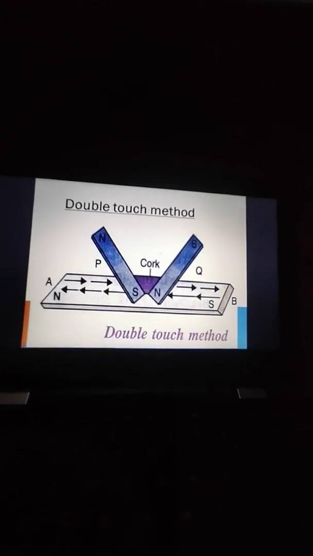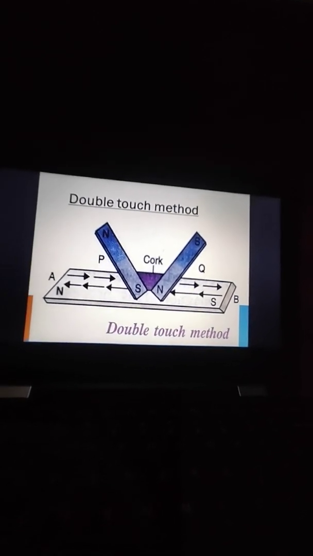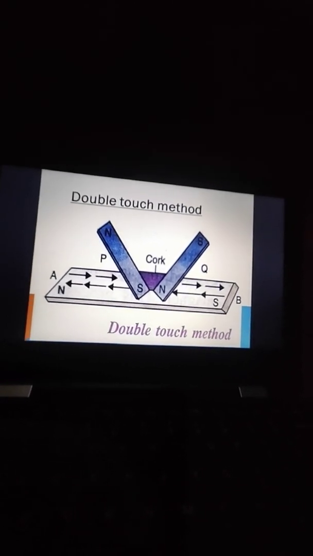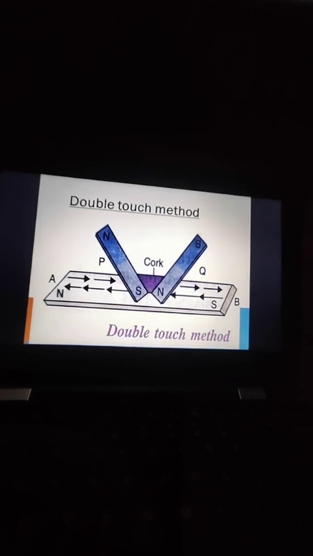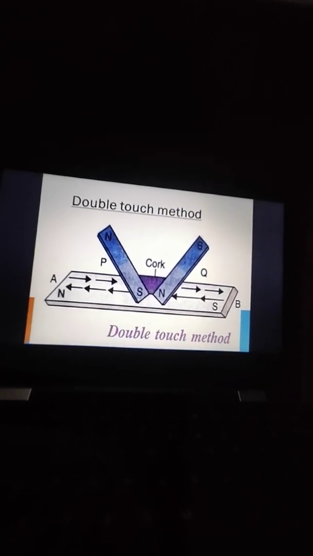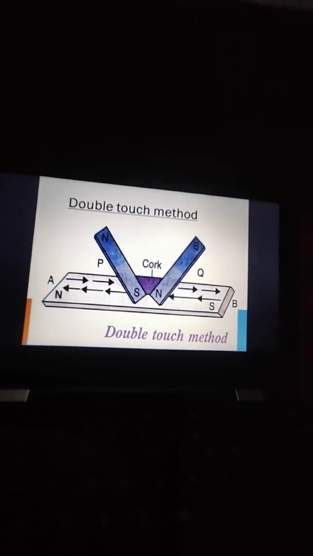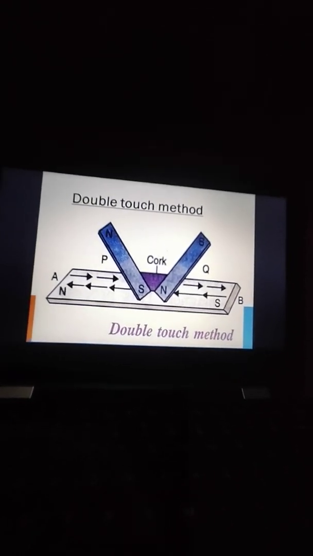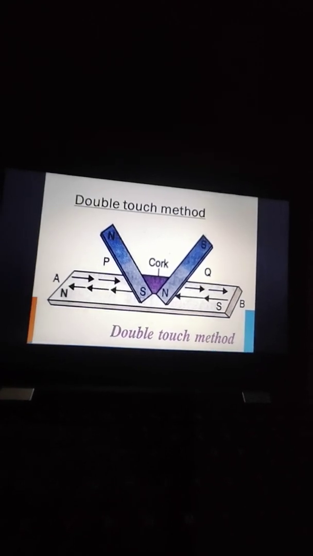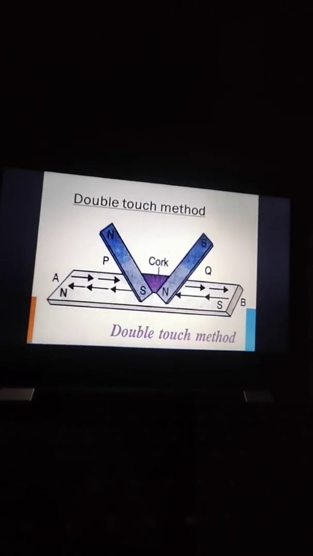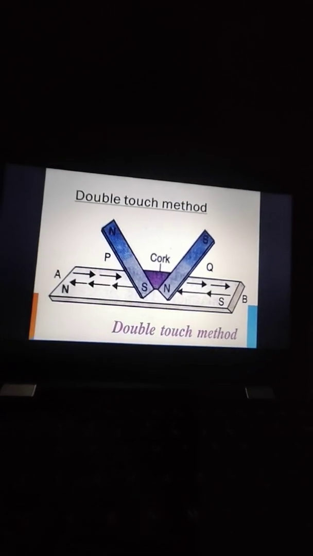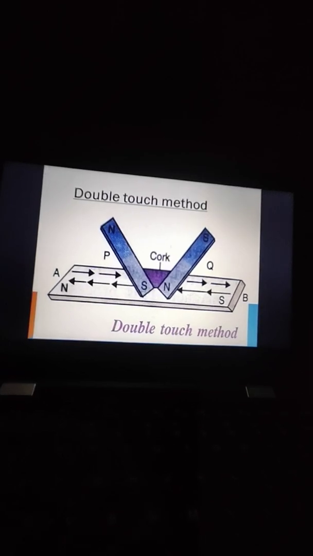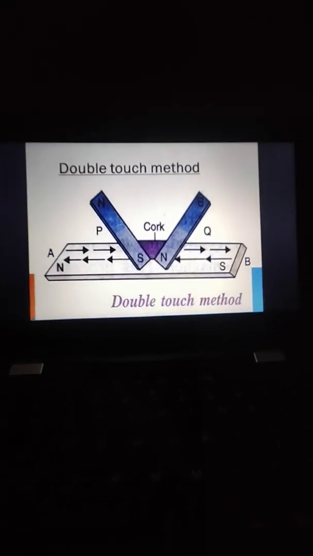Then we have to move the magnets together with the cork on the bar towards the right till the end B is reached. Then without raising the magnets, move them backwards to the end A. Firstly we take it to B, then bring it back to A, and we have to repeat this process 20 times. Then we will again turn the bar AB upside down and repeat the same process 20 times.